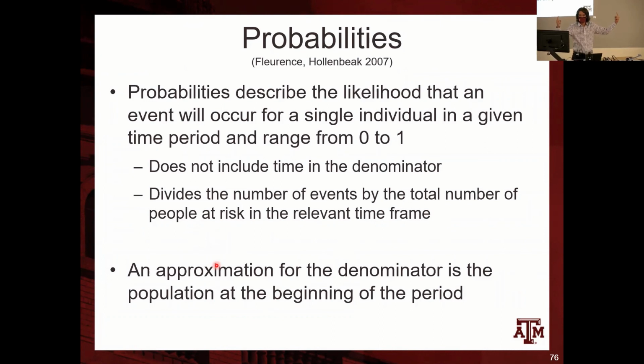For probability, an approximation is the population at the beginning of the period. I don't care about time. How was the population at the beginning? That's the denominator of a probability. Time matters for rate. So I can get an approximation, population in the middle, average of beginning and end. Probability, just the beginning.